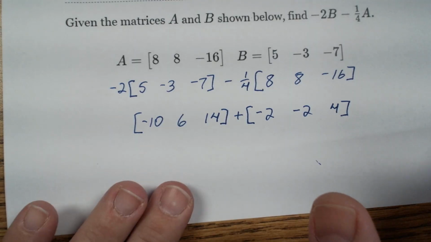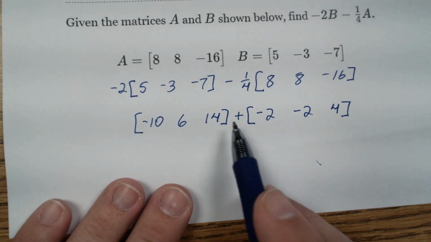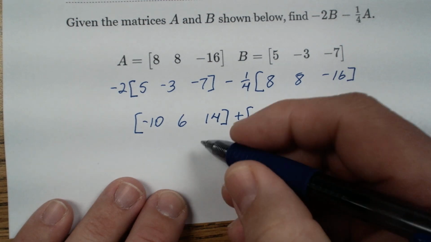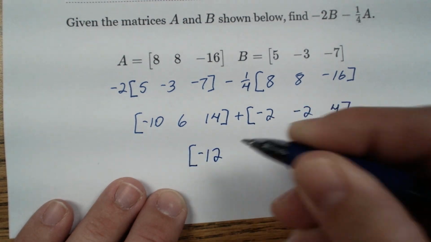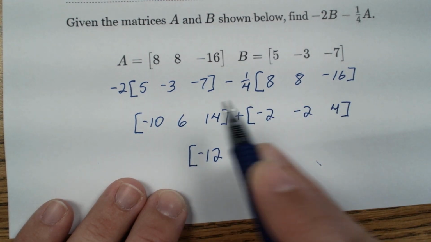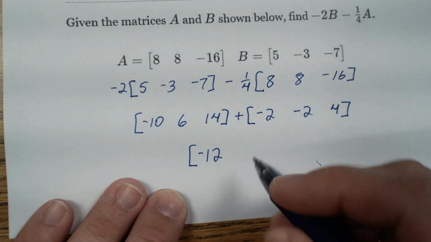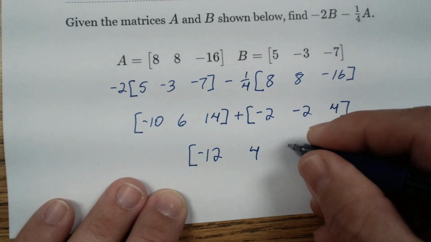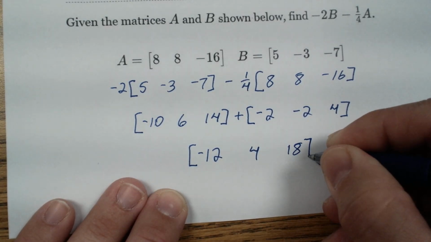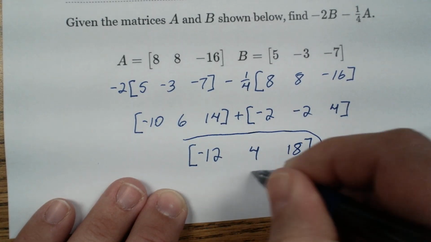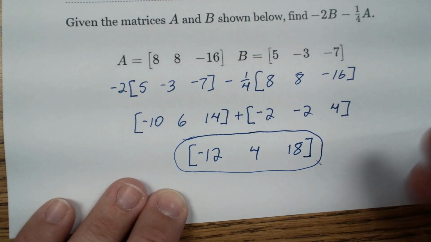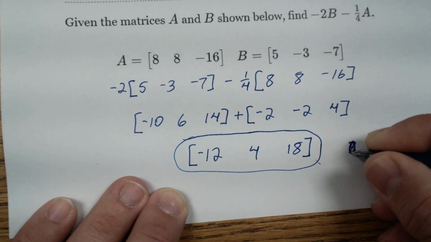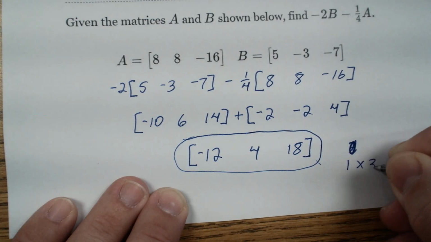Now that I've done the scalar multiplications, I can now go ahead and do the addition. So I'm just going to do element 1, 1 with element 1, 1. That would make -12. Element 1, 2 with element 1, 2. So 6 plus -2 is +4. And 14 plus 4 is 18. All right, this is finished. This would be my answer. And again, when you're typing this into an assignment like on Delta Math, you'd need to tell it that it's a 1 row by 3 columns.